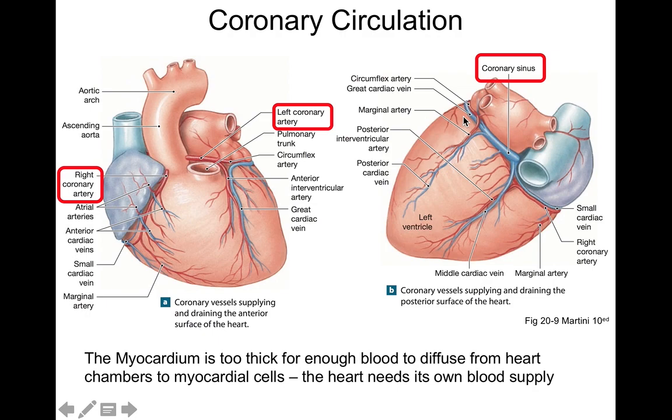So those are the main vessels you should be aware of. I'm not going to be expecting you to remember all these other things here, but you should know there are two arteries that supply the heart, left and right coronary arteries, and the blood then drains through the venous system of the heart to the coronary sinus.